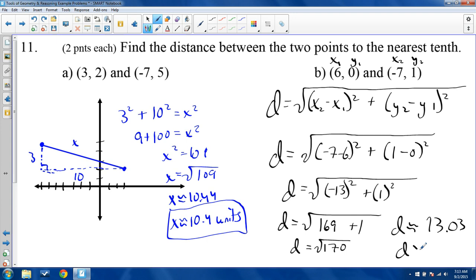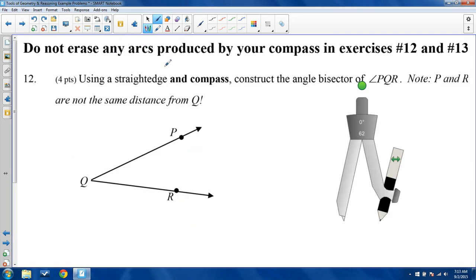Rounded that down, 13.0 units. Can't fit units there. And there you go. There's that distance, about 13. Okay, we have two more problems.